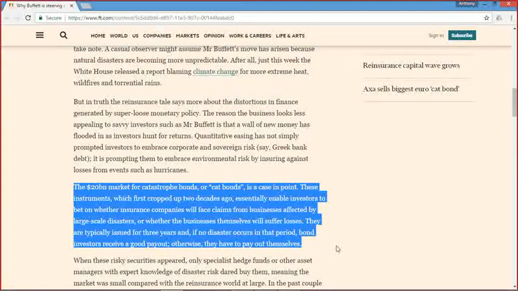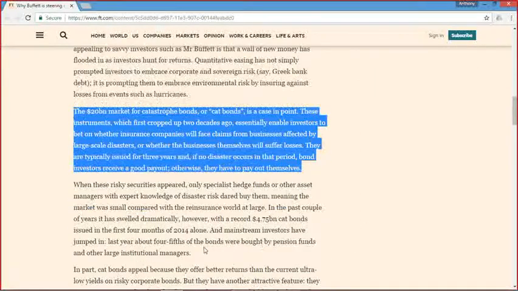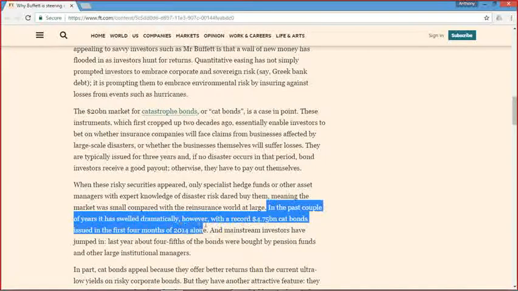So what happens? The investor is betting that there isn't going to be a natural disaster. Do you agree? Yes. If there is a natural disaster, then the investors have to pay for those damages. Yes. Okay, the insurer, what does the insurer want? The insurer wants the natural disaster to occur because then they get paid out. Yes. And then where was the note over here? Okay, here. In the past couple of years, it has swelled dramatically, with the record of $4.5 billion issued in the first 4 months alone.